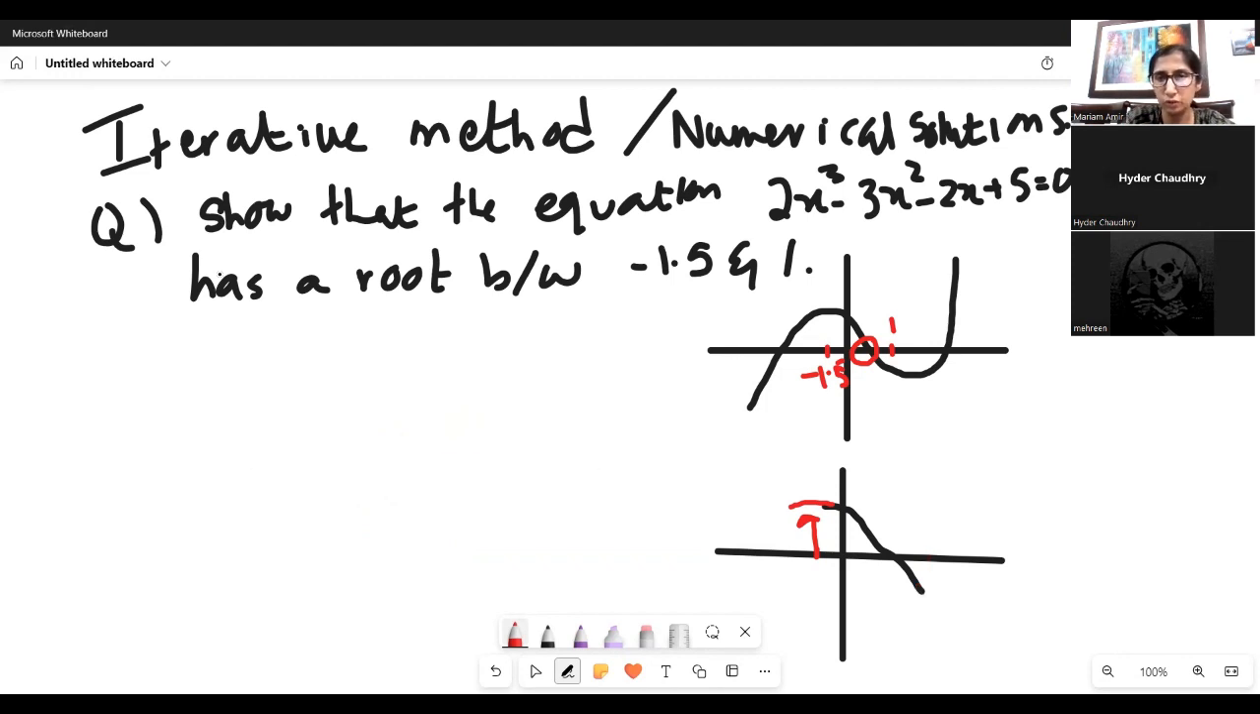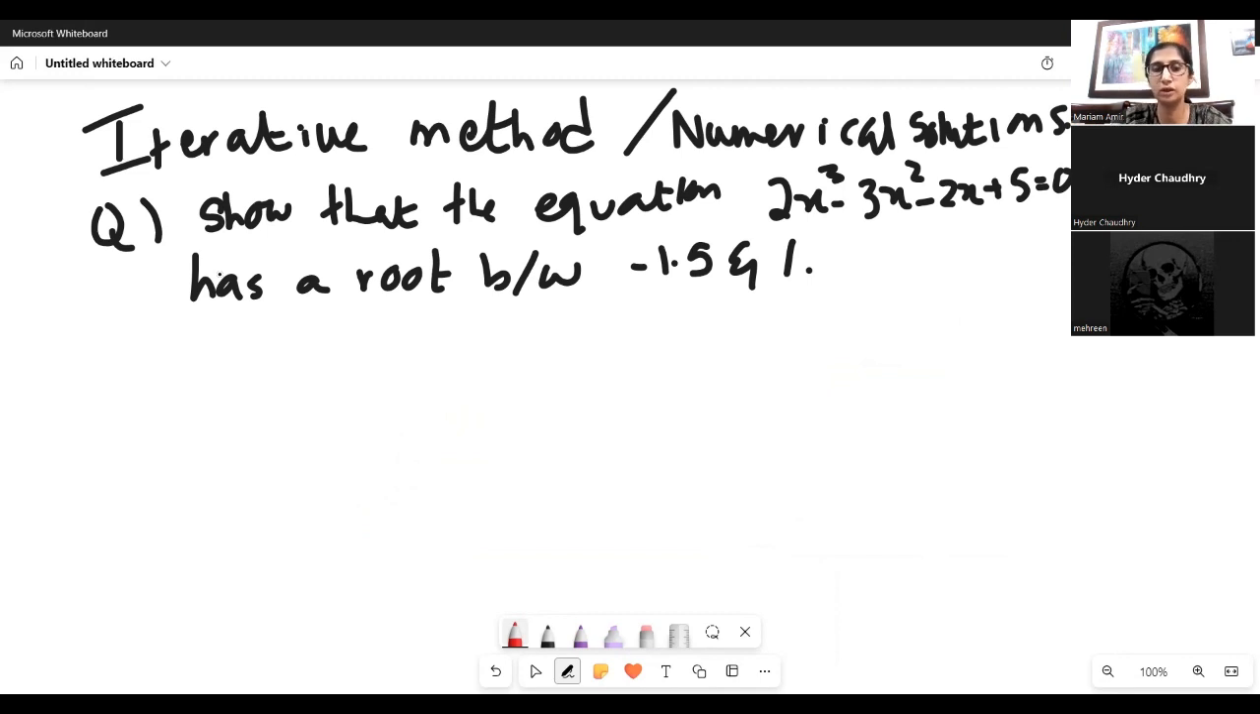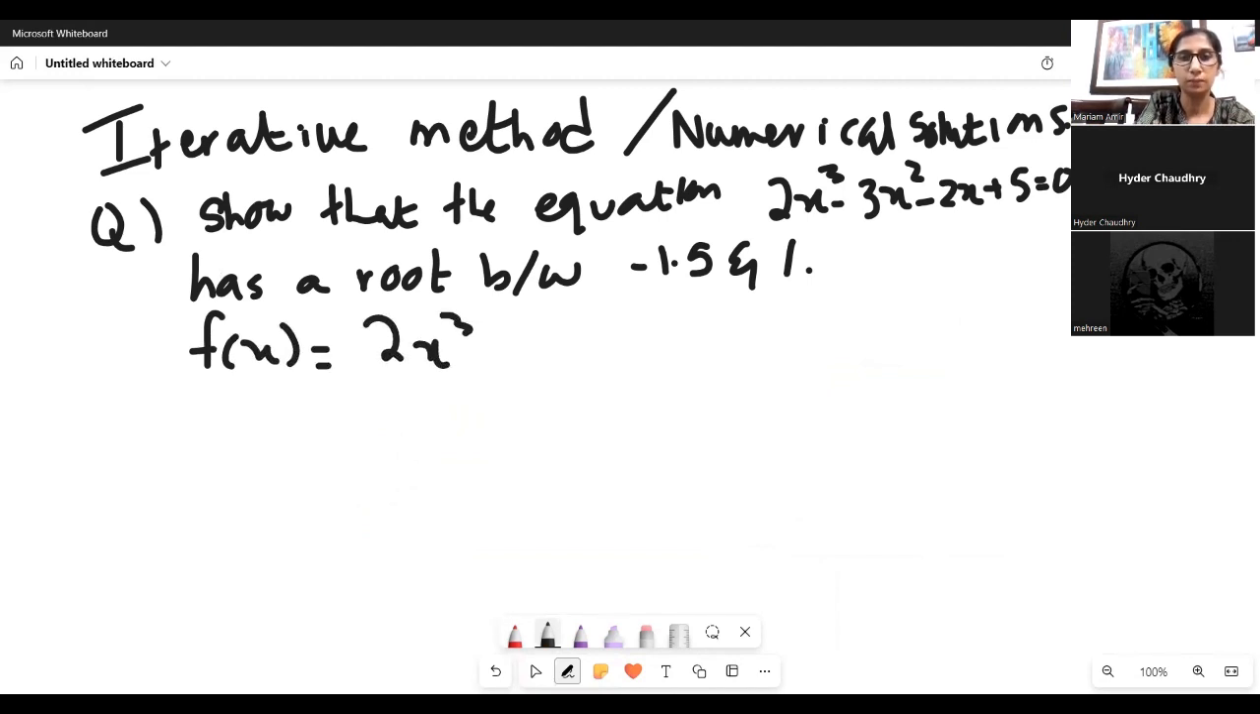So what do you have to do in such questions? The first thing you need to ensure is that in the equation, you have equals 0 at one end, which we do. So let's write f(x) equals 2x cubed minus 3x squared minus 2x plus 5. You don't even have to write equals 0. So this is the function. As long as you have equals 0 at one end, only then you can do this step. If you don't, you'll have to do a bit of rearranging to get equals 0.